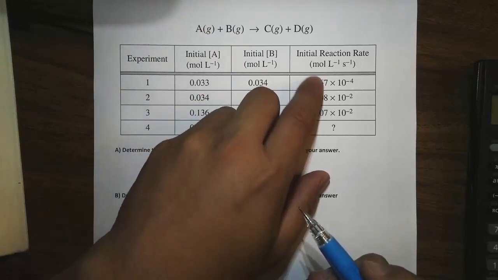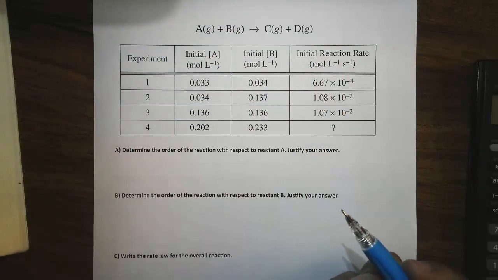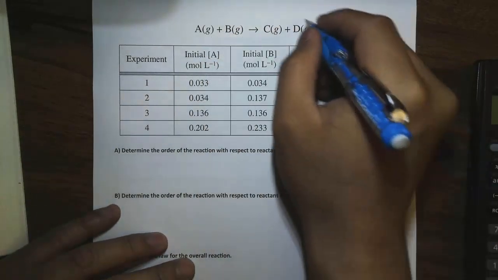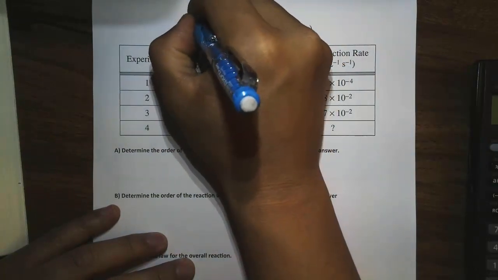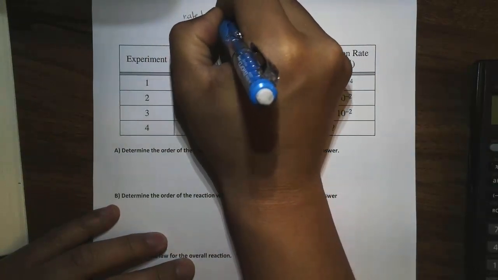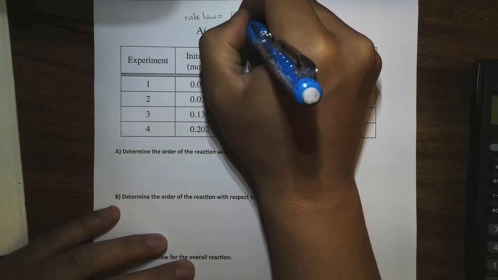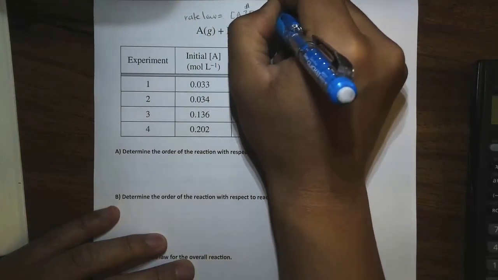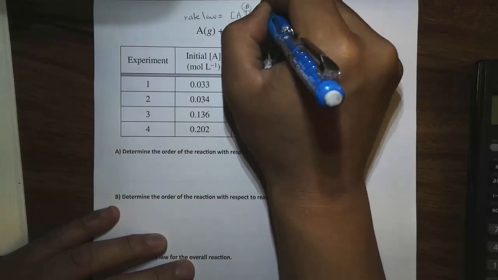Then we also have your initial reaction rate. And with that information, we can actually compare them together to solve for your exponent part. So if I were to write the rate law for this chemical reaction process, of course the rate law would equal the concentration of A times the concentration of B. But the goal is that we have to figure out what those numbers are going to be.